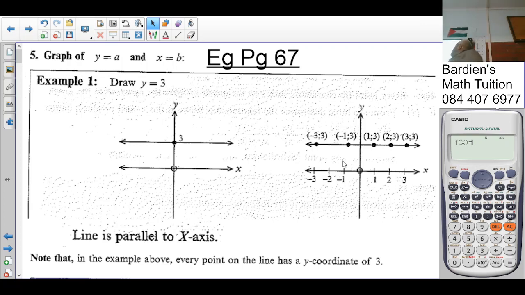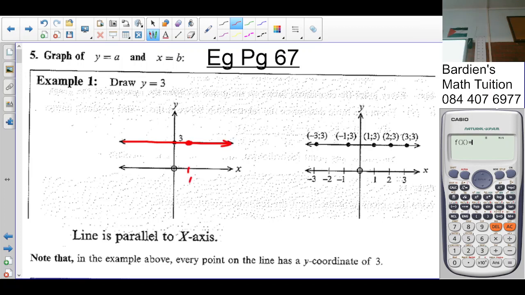Alright, so y is equal to a and x equal to b. We look at examples on page 67. In example 1, we asked you to draw the line y is equal to 3. So, we can't go y-intercept here because there's no x to let it equal to 0, not so. So what you notice here is that the graph of y is equal to 3 is actually the graph going through like that.